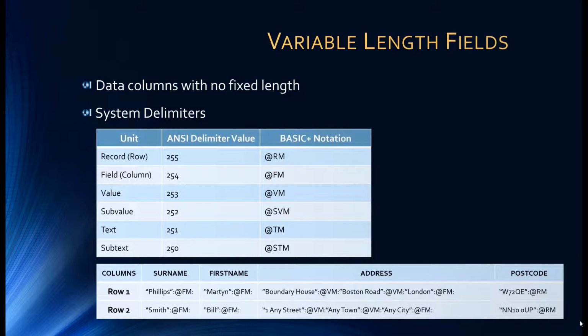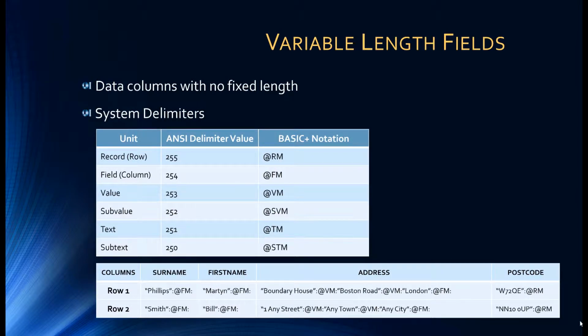Okay, variable length fields. This basically means that your data columns don't have to have a fixed length. When you define them, you can set them to, let's say, varchar 255, which in the relational world would normally limit you to 255 characters. Within the OpenInsight world, that column can grow to take more characters, and it can shrink to take less if you want. And it does that through system delimiters.